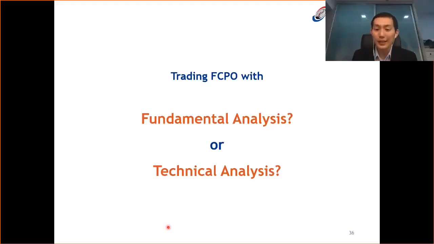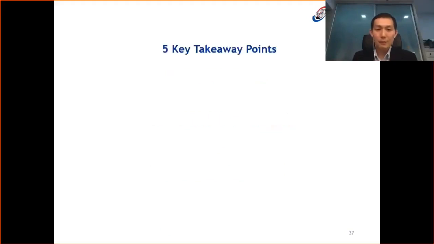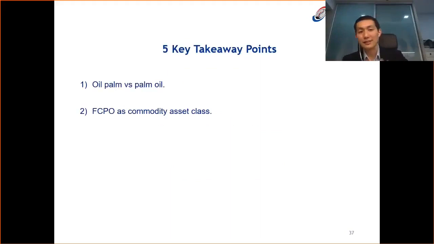All right, so there you have it. Let me end with this, where the 5 important things that you need to know is that I've mentioned there is a difference between oil palm and palm oil, which is tree and which is oil. And FCPO is actually one of the commodity asset class. It is entirely different from FKLI. So the way how you study FKLI is actually different from FCPO. It requires different set of skills as well as different set of knowledge to understand and trade FCPO.